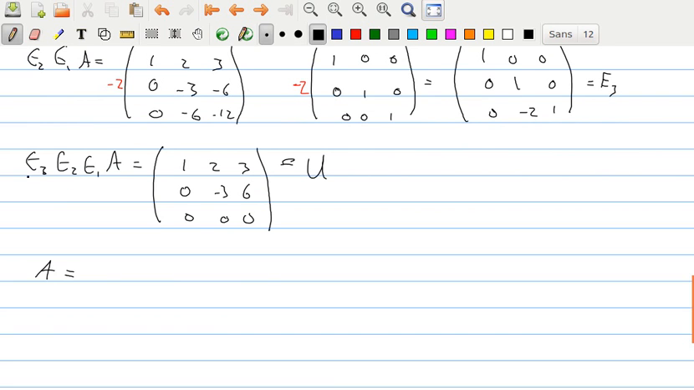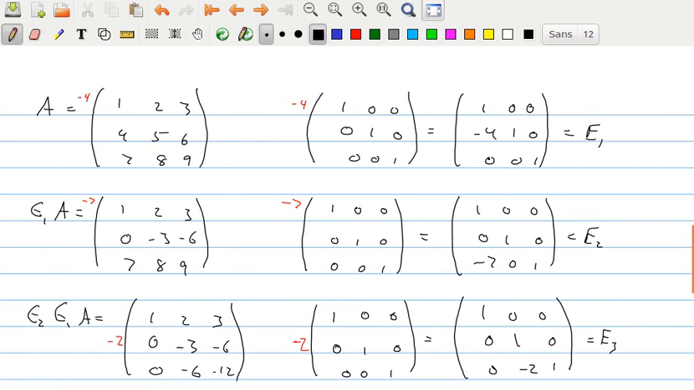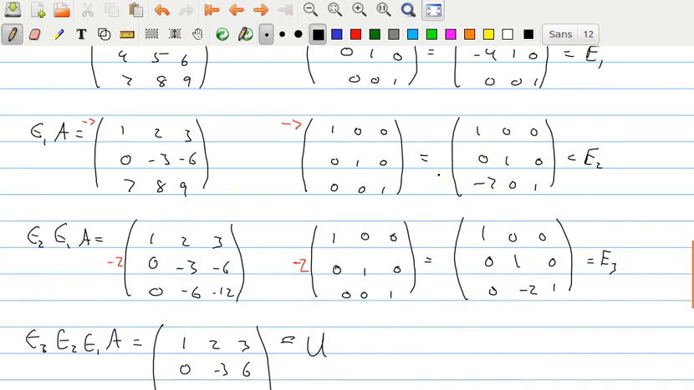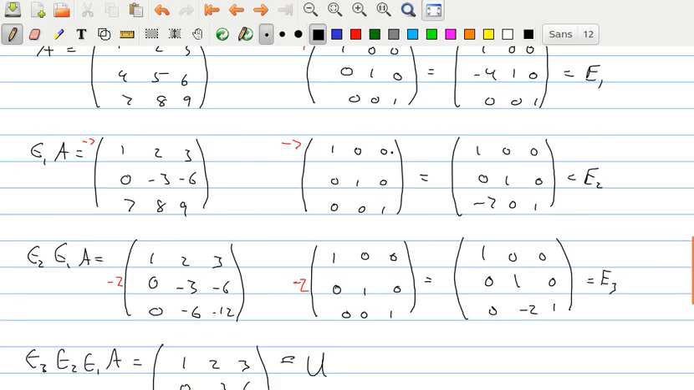So A now, if we get rid of each one of these in turn, this will be E1 inverse, E2 inverse, E3 inverse, times U. So let's actually multiply out these E's. So E1 was this matrix right here. The only non-identity feature in this is a -4 in the second row, first column. So its inverse will have a +4 there. So this will be 1 0 0 4 1 0 0 0 1. That's E1 inverse.